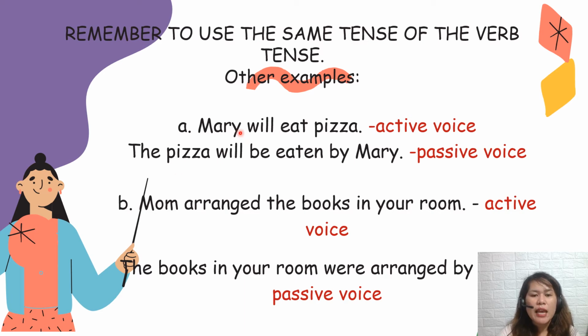Other examples. Mary will eat pizza. This is an active voice. So, gagamitan pa rin natin siya ng the same tenses of verb. Sa part na to, i-change natin siya into passive voice. The pizza will be eaten by Mary.